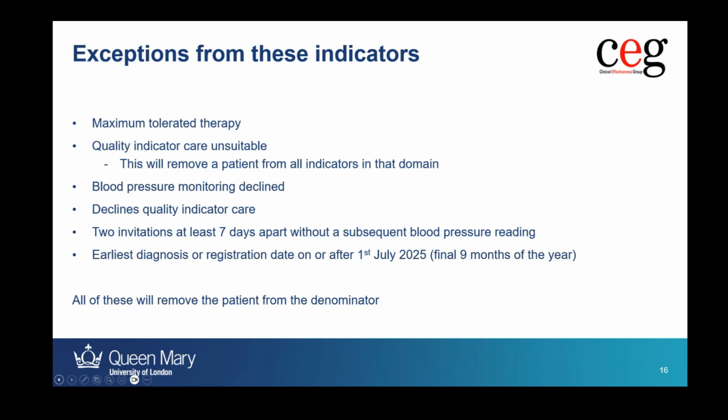For these blood pressure CVD indicators as well, any patient whose earliest diagnosis or entry onto the register is within the last 9 months of the year, or they've registered within the last 9 months of the year, they will not be included in the denominator because you don't really have the time to get that work done to optimize things if they're out of control. If they happen to meet the indicator, though, they will be included. Next slide, please.